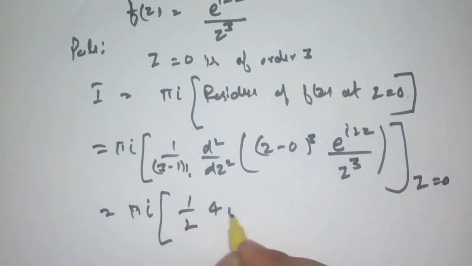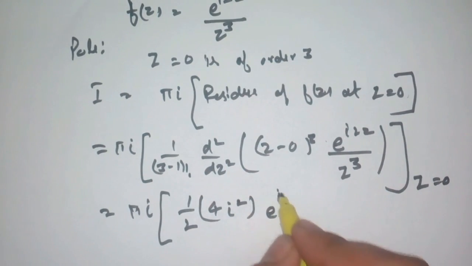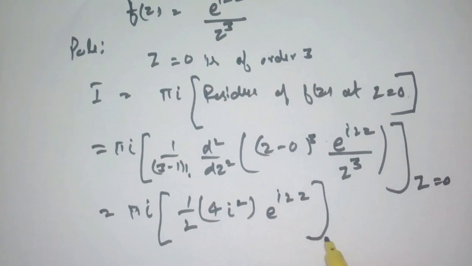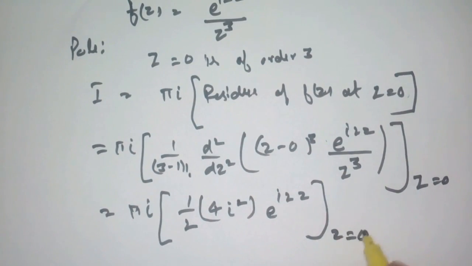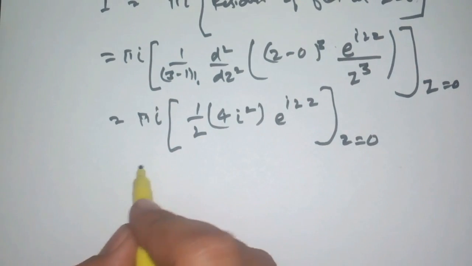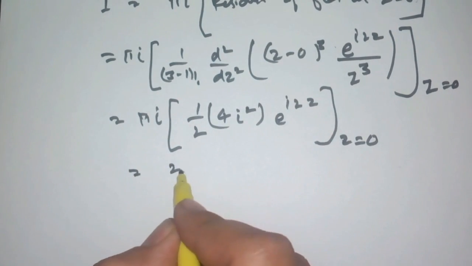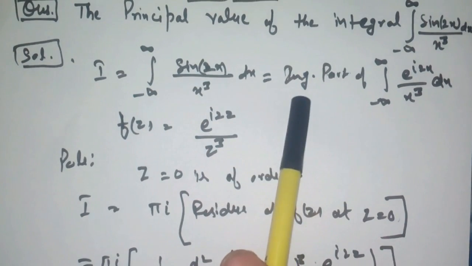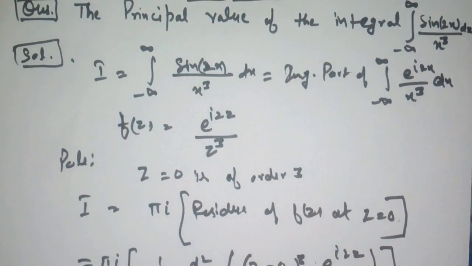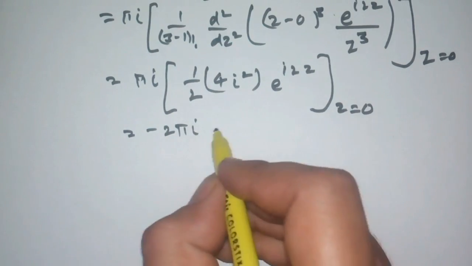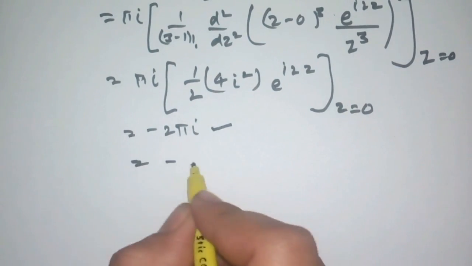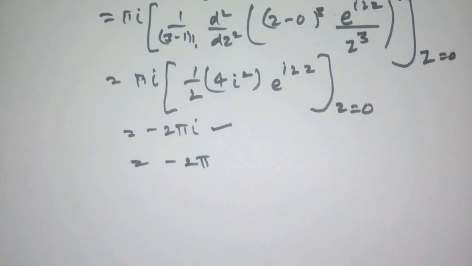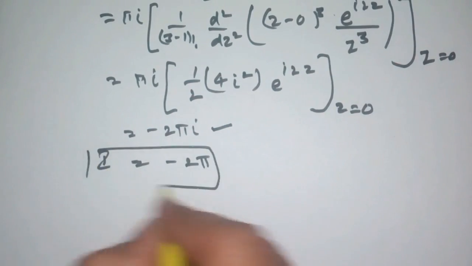2, 4 iota square exponential iota 2z at z equal to 0. Now after solving this we will get minus 2 pi iota. Now here you can see that we have to take only the imaginary part. So here the imaginary part of this function is minus 2 pi, which is the required answer.